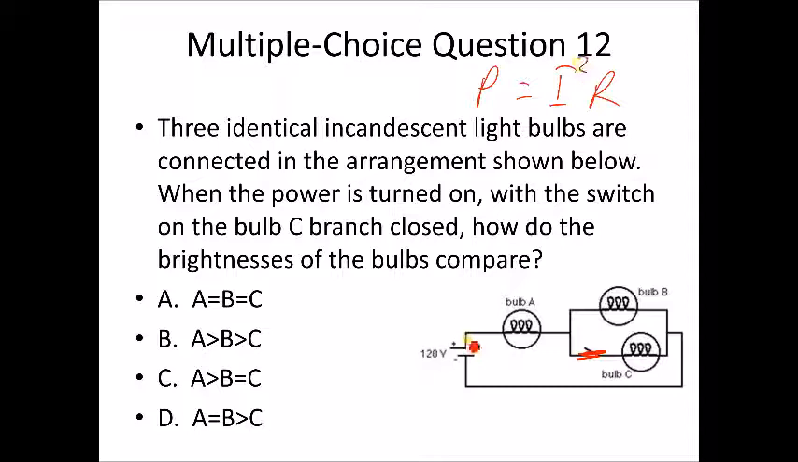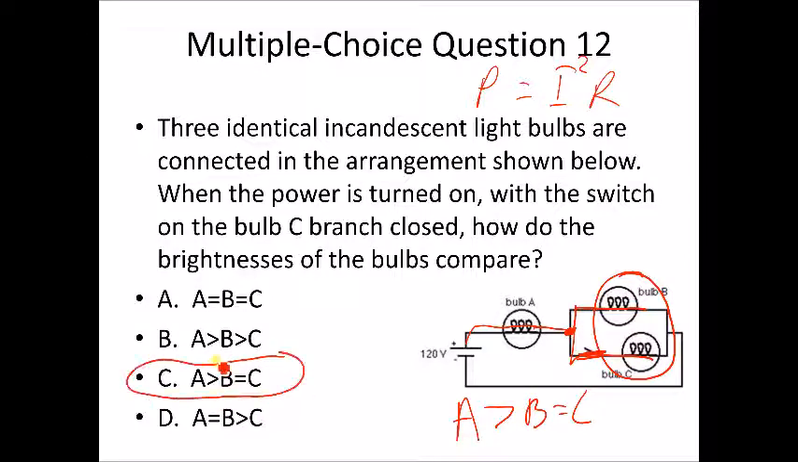All of the current goes through this bulb, which means it's going to have more power. So A is going to be the brightest. Since they're identical bulbs, once the current gets here, half of it's going to go through this way and half of it's going to go through this way, which means that these two bulbs are going to have the same amount of current. So they're going to have equal brightnesses. So A is going to be the greatest, and it's going to be equal to the brightness of B and C. So we're looking here at answer C is our correct answer on multiple choice question 12.